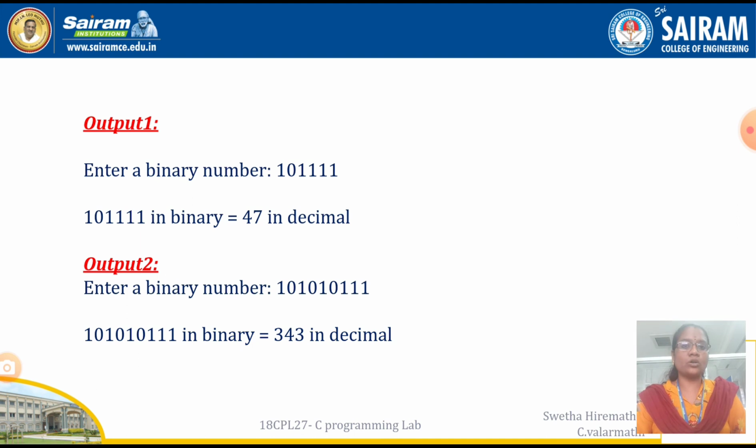So what is the output? First output is: enter a binary number. For that I have given a 6-digit binary number. For this 6-digit binary number the equivalent decimal value is 47. Then for the next output I have given more digits. The equivalent decimal value for this binary number is 343. Likewise it will be calculated and displayed on the output screen.